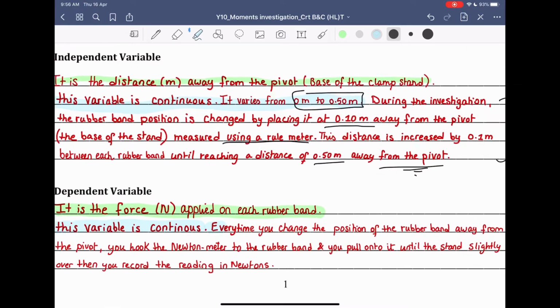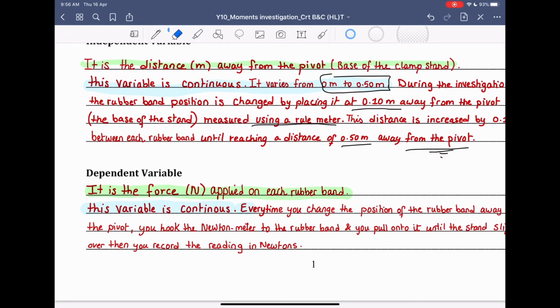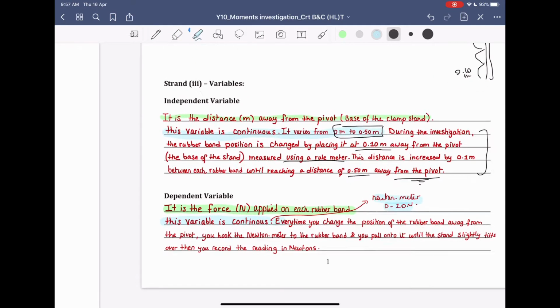Does it have a range? It does actually. So you need to mention the range here. You should say that since we're using the Newton meter, which is on a scale of 0 to 10 Newtons, that's my range. I should add this to the marking scheme.